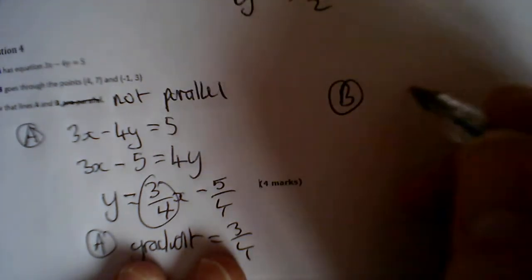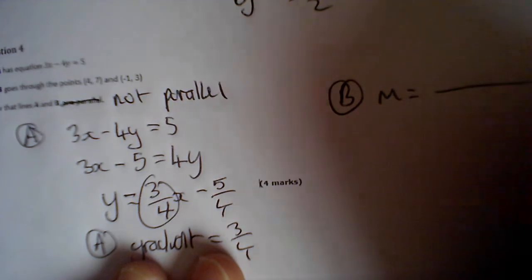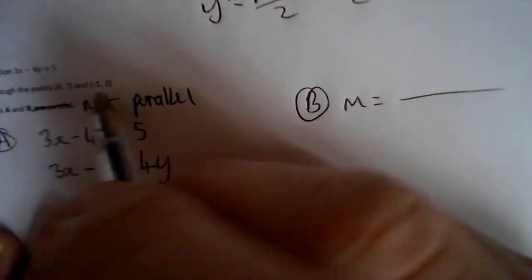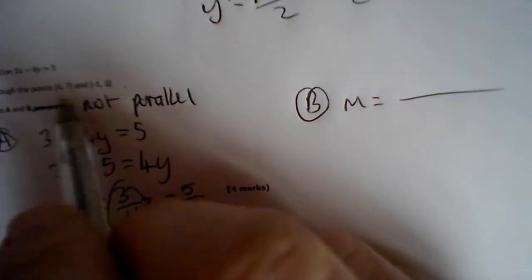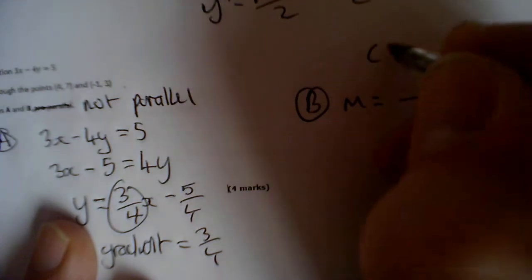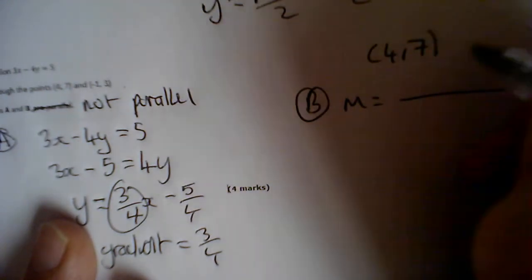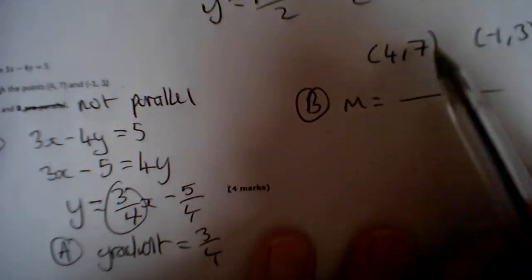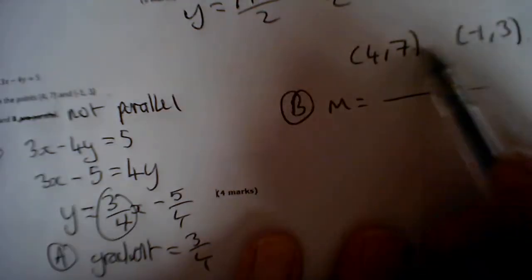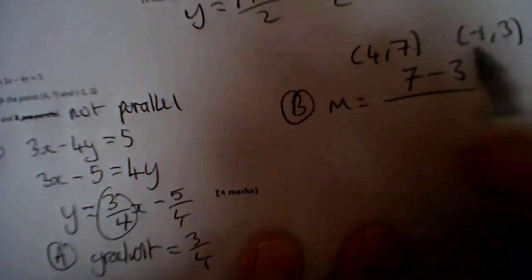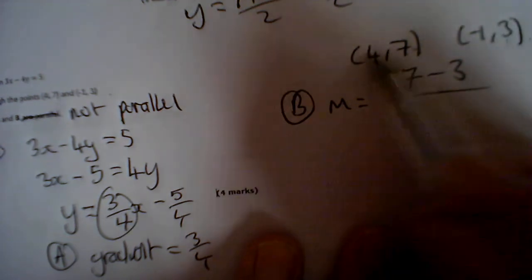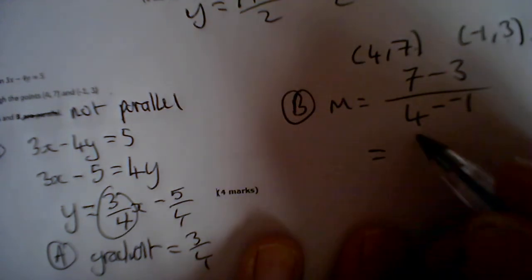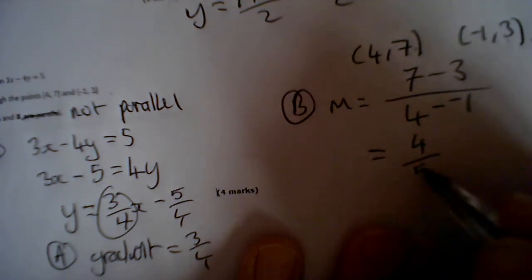Now let's have a think about line B. What's the gradient? I'm just going to call it m. I look at my 2 points, 4, 7 and negative 1, 3. You can do either, take away the other. I'm going to do this one take away that one. 7 minus 3 over, as long as you do the difference in y over the difference in x, 4 take away negative 1. So at the top you've got 4, over 5.